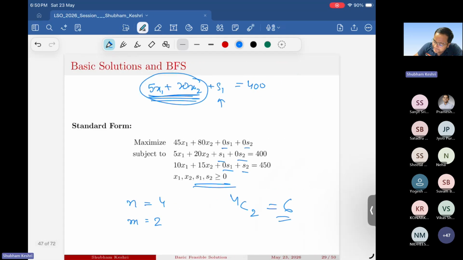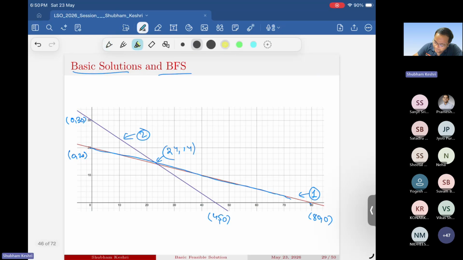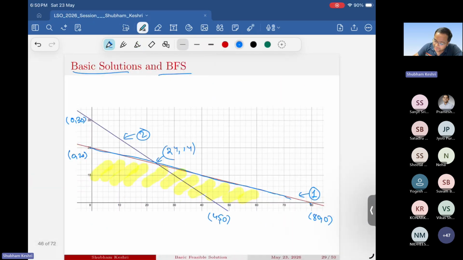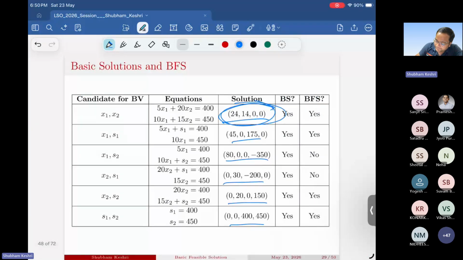When 5x1 plus 20x2 is less than 400, this is this region. So in that case, S1 is taking positive value. Now you see this point over here. At this point S1 will take 0 value, and similarly S2 will also take 0 value. Why? Because it is lying on that constraint, this line. So this is the same point, 24, 14, 0, 0.